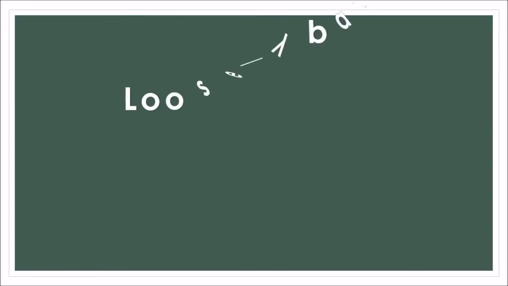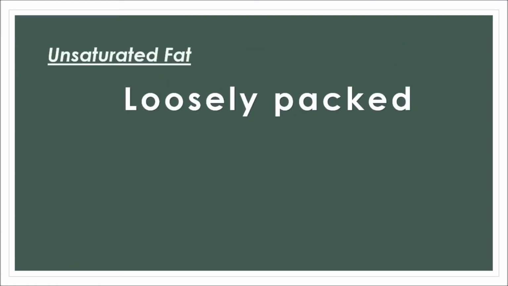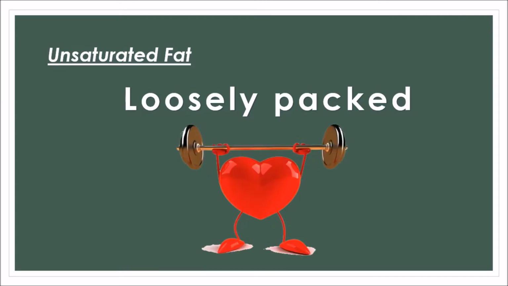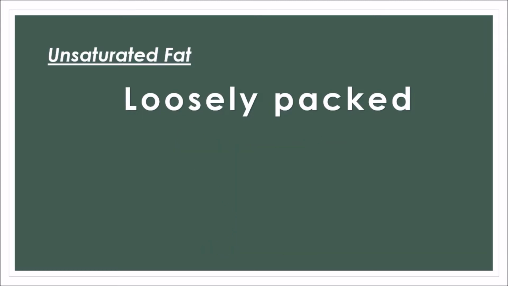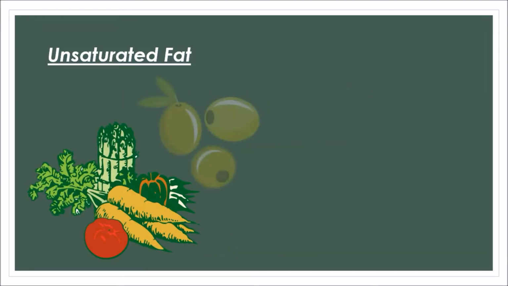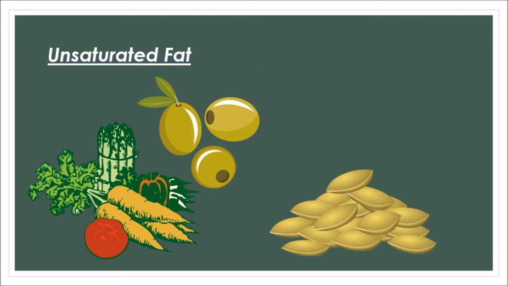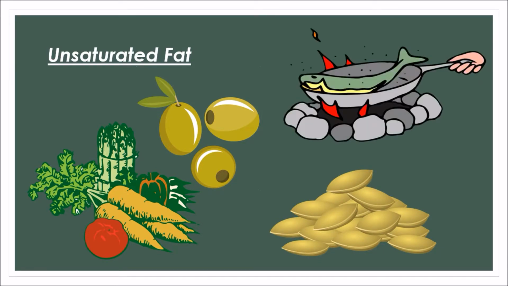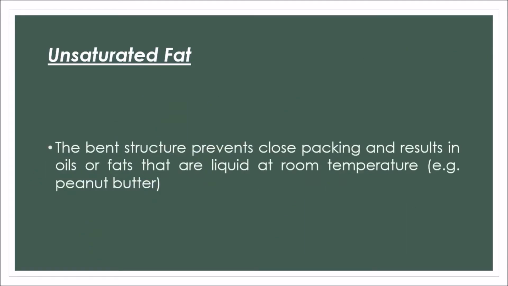Meanwhile, fats that are loosely packed are called unsaturated fat. Mind you, this type of fat is much healthier than saturated fats. They come from plants and are found in vegetables, olives, nuts and seeds, and some fish also contain unsaturated fats. The bent structure prevents close packing and results in oils or fats that are liquid at room temperature. An example is peanut butter.